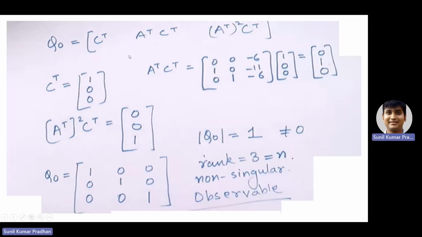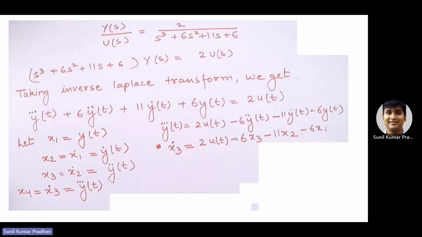Similarly, for the observability test, here we have to take C transpose, A transpose C transpose, A transpose square C transpose. After getting the transpose of any matrix, we have to change rows into columns. If you see here, we get the matrix QO, that is the matrix 1 0 0, 0 1 0, 0 0 1. For observability also, the matrix has to be non-singular, that means not equal to 0. In this case, if we take the modulus, it is 1, which is not equal to 0, and its rank is equal to 3. So it is observable. This way we can determine whether the given transfer function is controllable or observable or not.